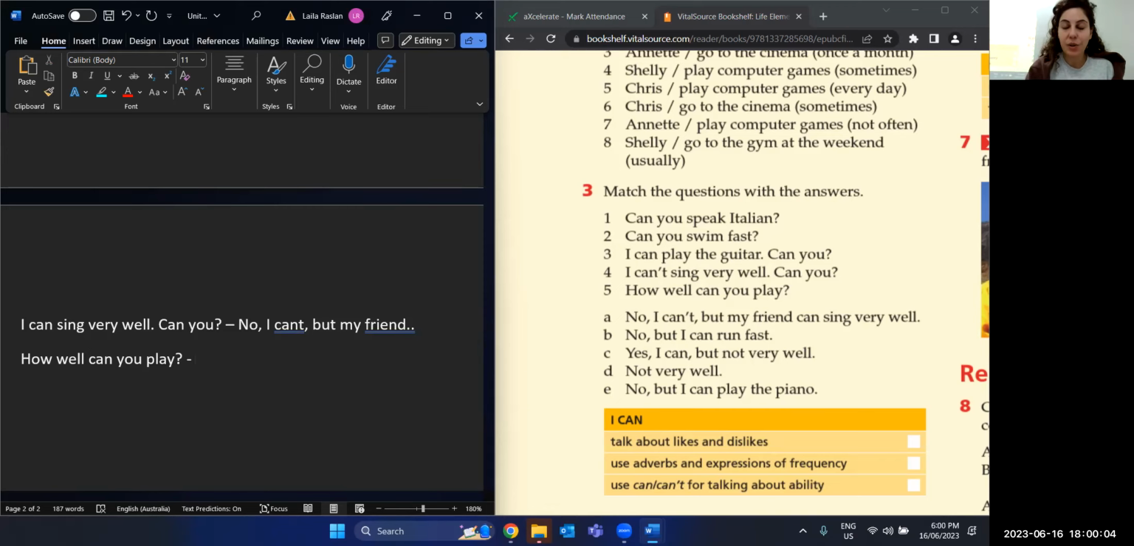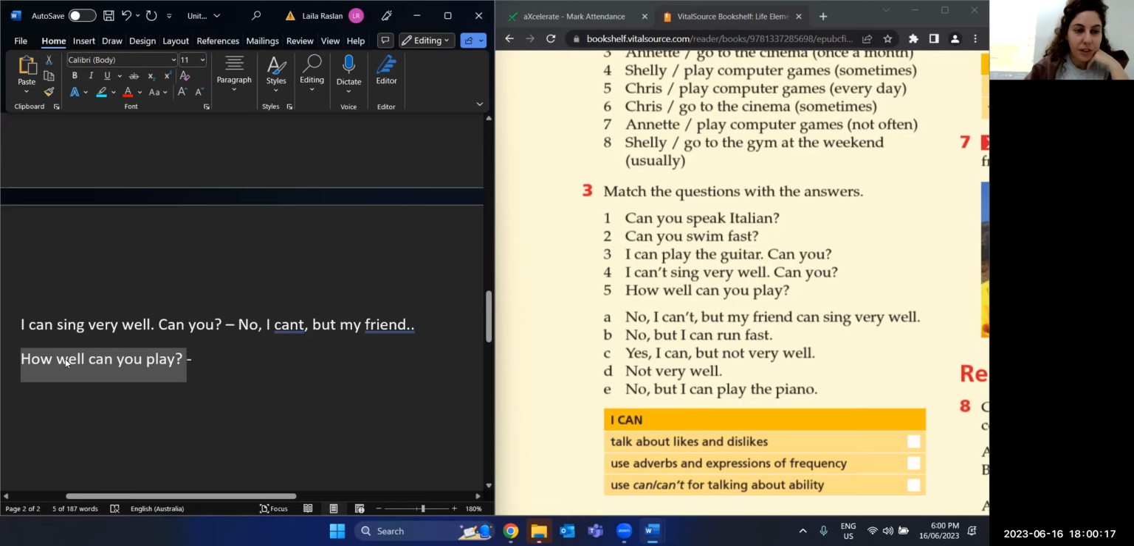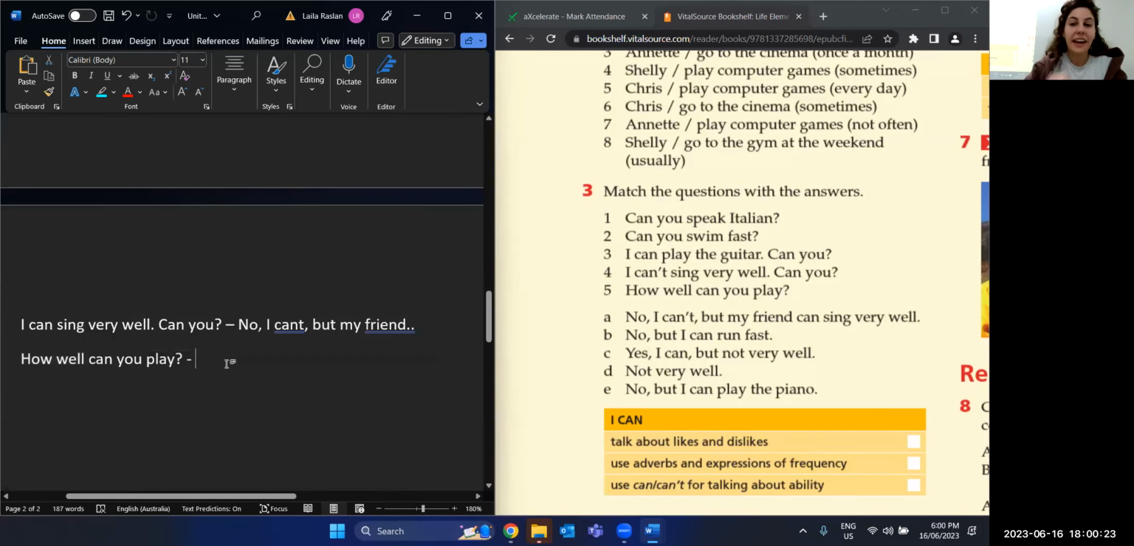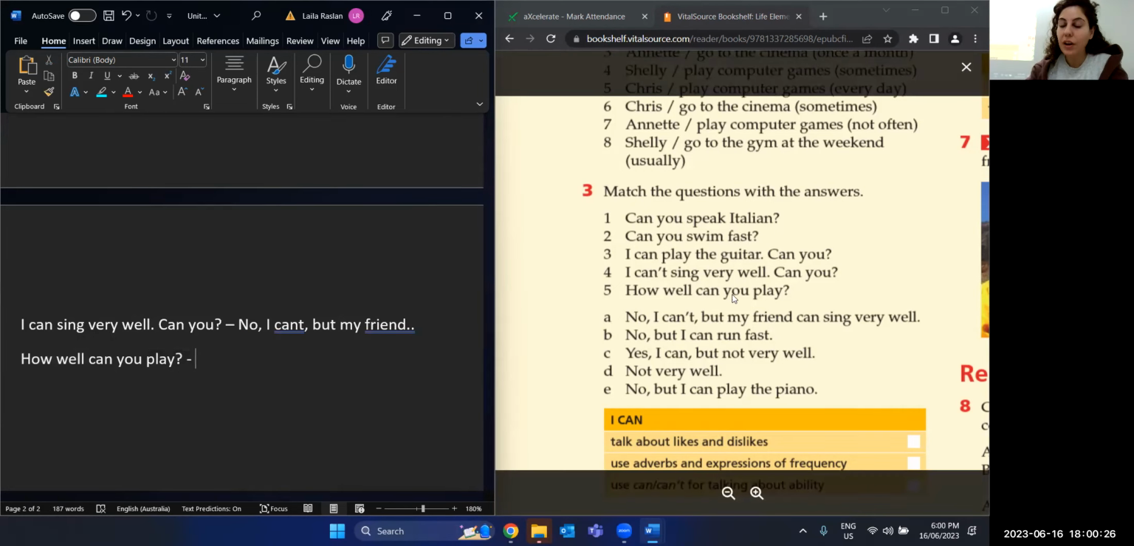And then we have many other words you could say. Perfectly well, hardly well, really bad. So we looked at that in the previous lesson. We have all the different ways of responding to how well in the other lesson. But for now, let's do the exercise. How well can you play? Not very well.